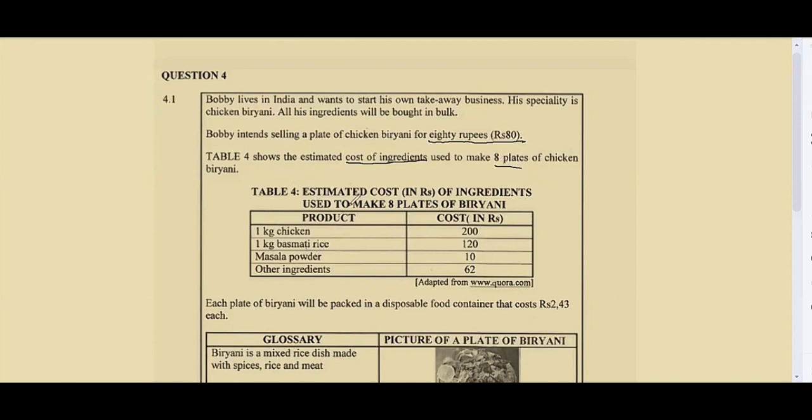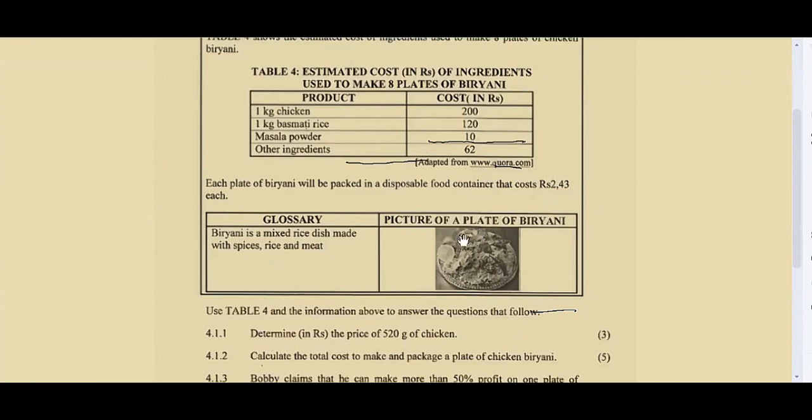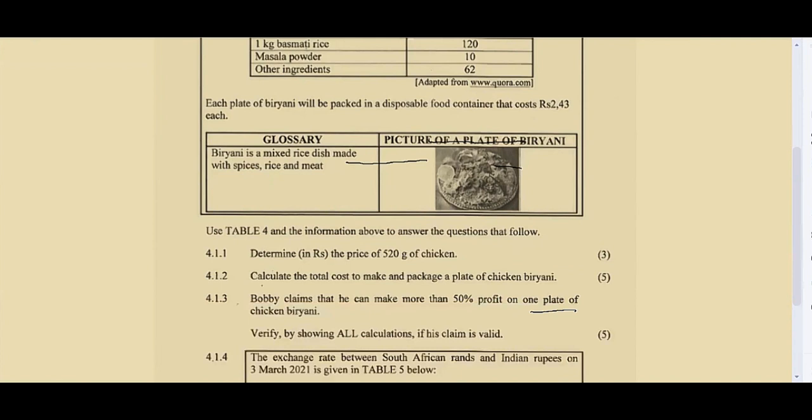And then we are given our table number 4, estimated cost in rupees of ingredients used to make 8 plates of biryani. Then we are given the product and the cost in rupees. Then we are told here each plate of biryani will be packed in a disposable food container that costs 2.43 rupees each. Then we are told that biryani is a mixed rice dish made with spices, rice, and meat. Then we have the lovely picture of a plate of biryani there. Looks tasty. Then it says use table 4 and the information above to answer the questions that follow.